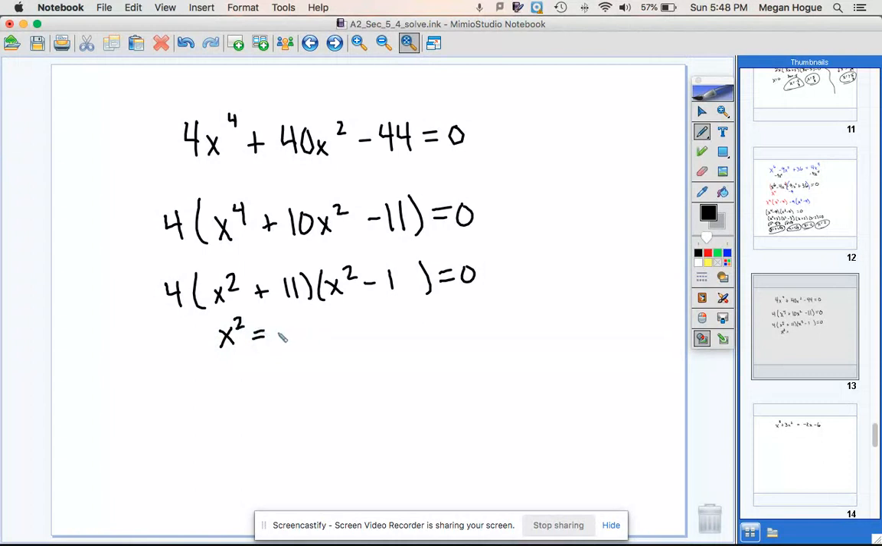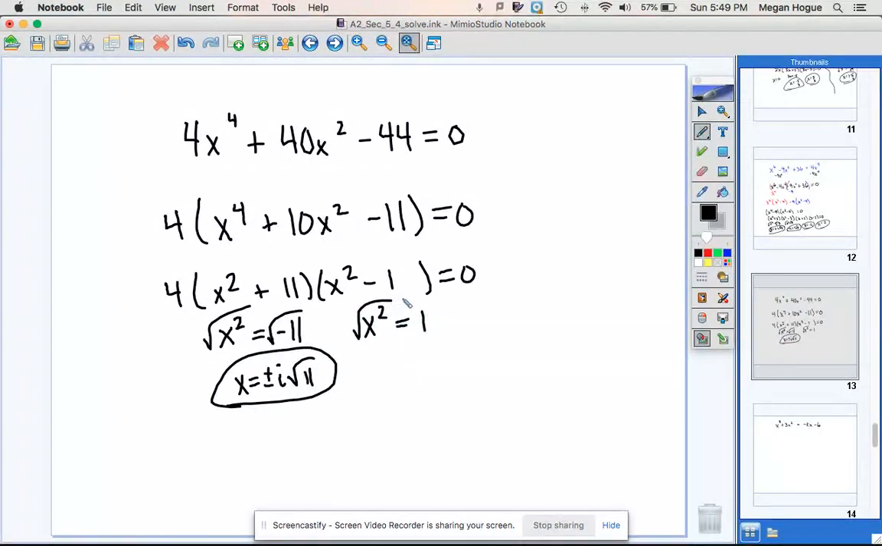X squared equals negative 11. So x equals plus or minus i square root of 11. Here we're going to have x squared equals 1. This one people forget about. Don't forget you can take the square root of 1. It's just 1. X equals plus or minus 1.